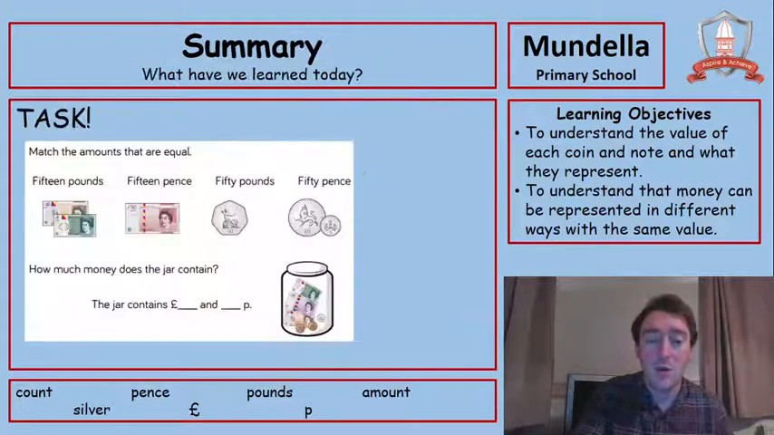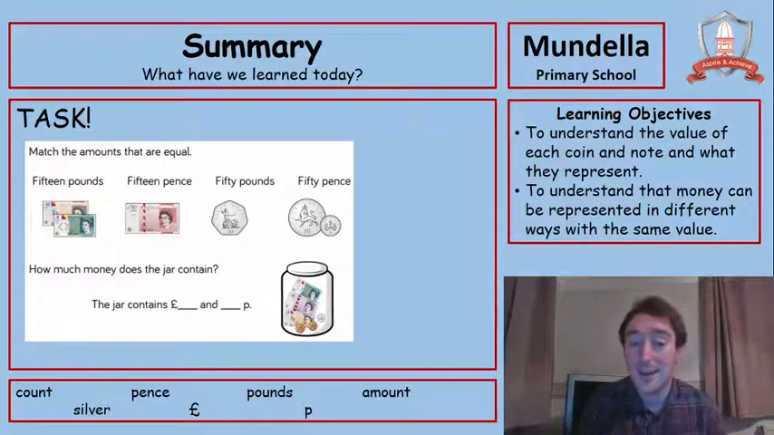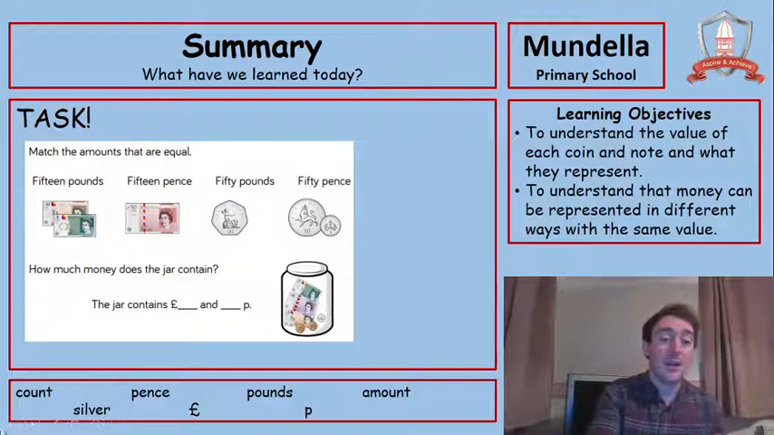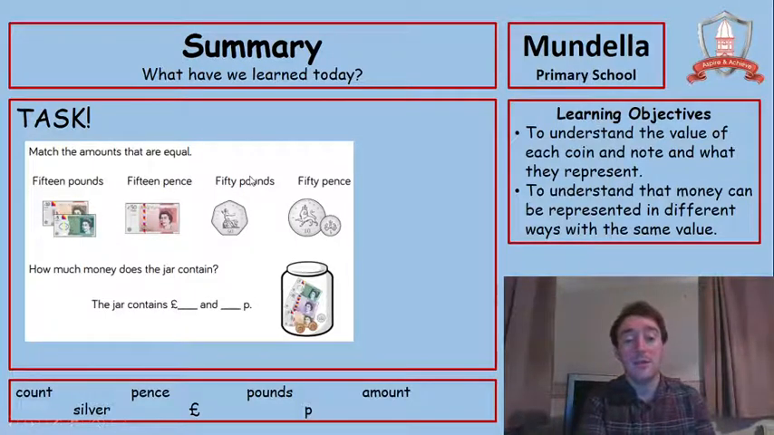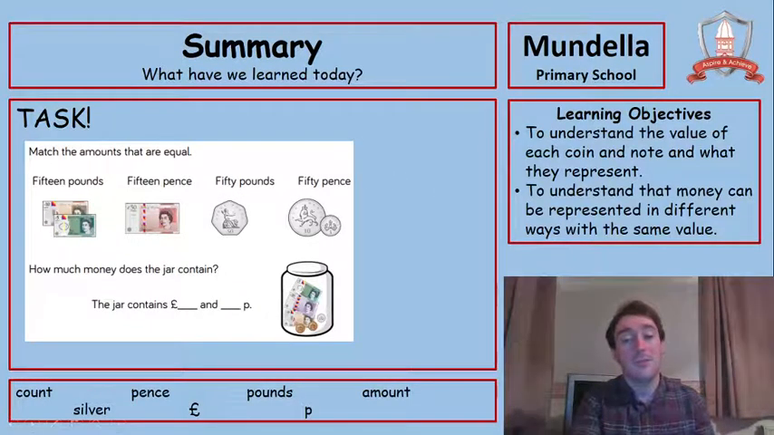Okay, what have we learned today? Well, I've got a little task, so make sure that we know what we've learned today. We've been looking at the different pounds and pence together. So what I would like you to do is match the amounts that are equal. So we've got the words up here, £15, 15 pence, £50, 50 pence. So I would like you to match those with those. That's something obviously you're not going to write in your book, but have a look on the screen.